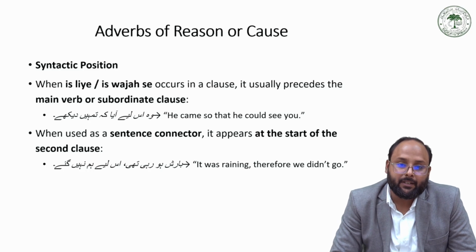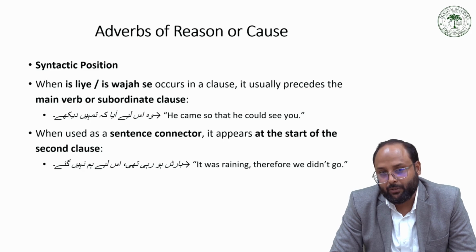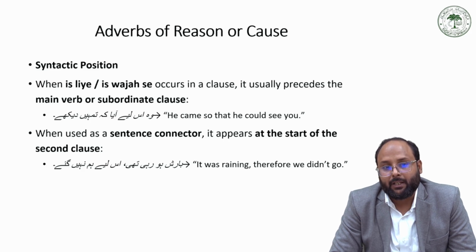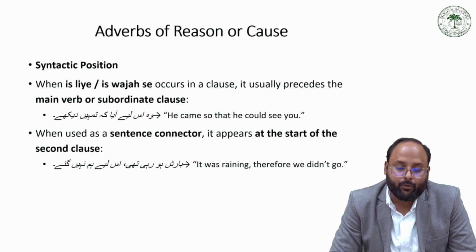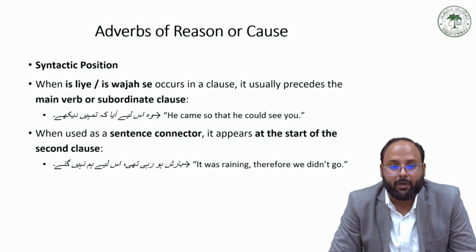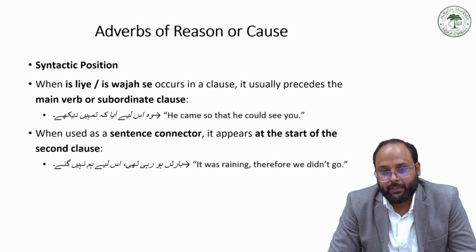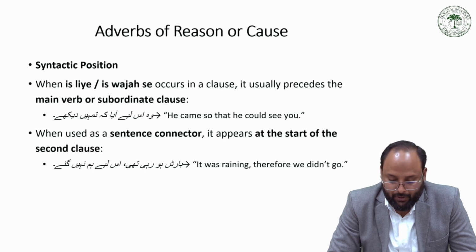Syntactically, when इसलिए and इस वजह से occur in a clause, they usually precede the main verb of the subordinate clause. Like वो इसलिए आया कि तुम्हें देखे. And when it is used to connect two sentences or two independent clauses, it appears at the start of the second clause. बारिश हो रही थी इसलिए हम नहीं गए. उसने मेहनत की ताकि वो पास हो जाए. So these are the adverbs of reason or cause in Urdu-Hindi.